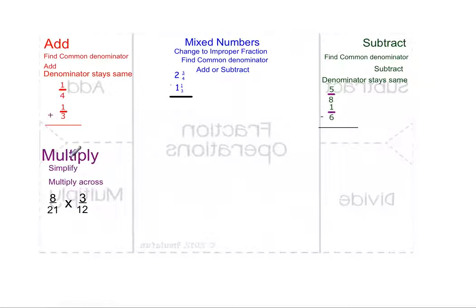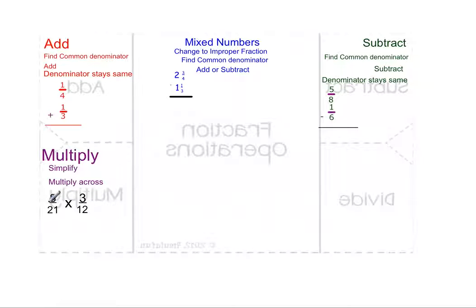So in our little flip chart, I want you to write the word multiply. And I want you to write simplify and then multiply across. So let's look at this one. 8 over 21 times 3 over 12. What can go into 8 that can go into 21? 2 can go into 8, but 2 can't go into 21. 3 can't. So let's look across.